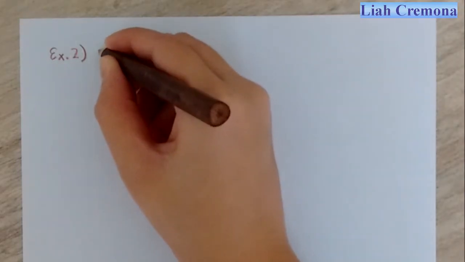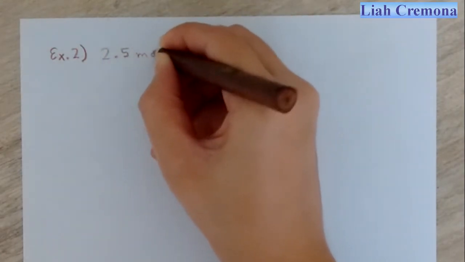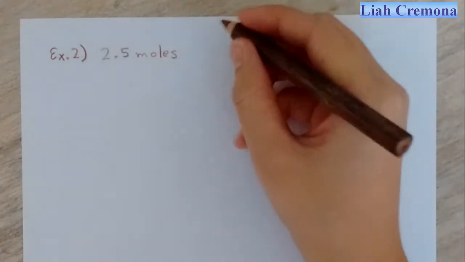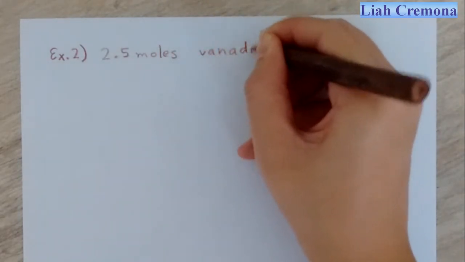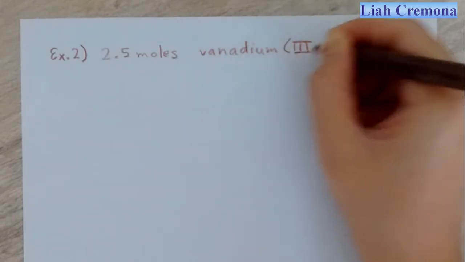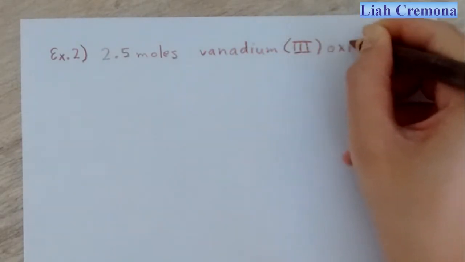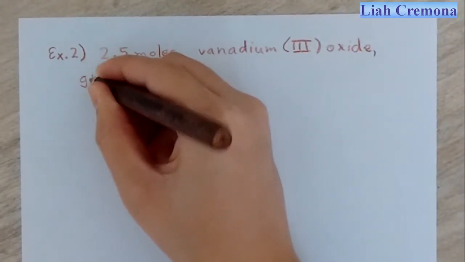Example 2. If there are 2.5 moles of vanadium 3 oxide, how many grams is this?